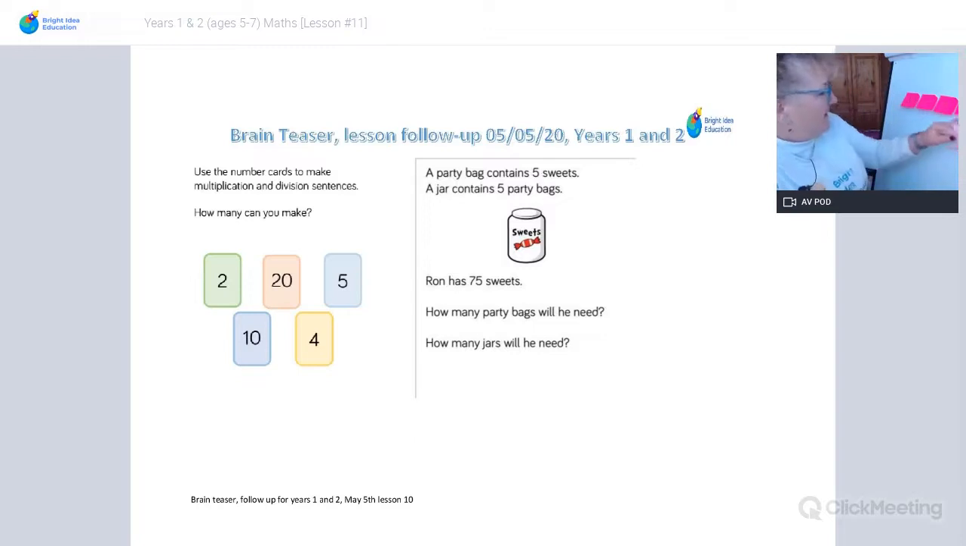Well done. How about the times relationship? Can anybody think about the times?